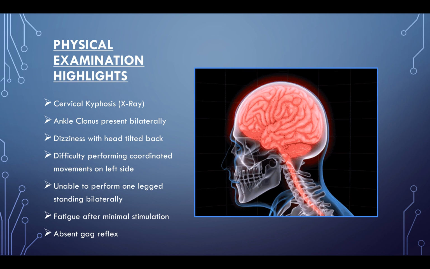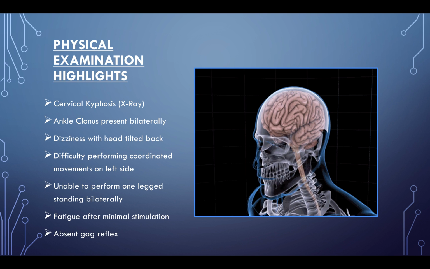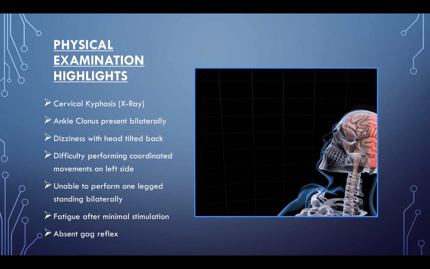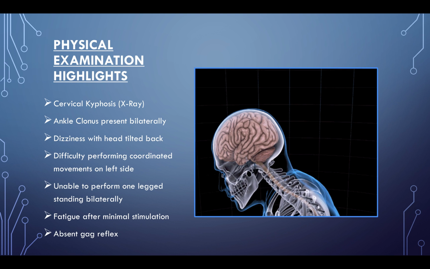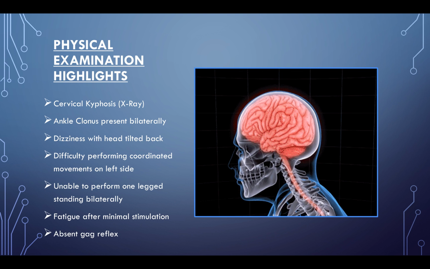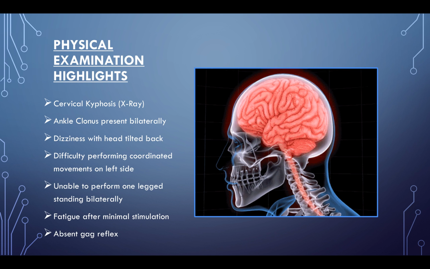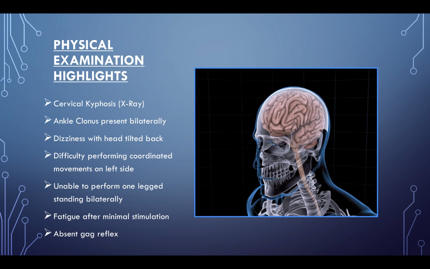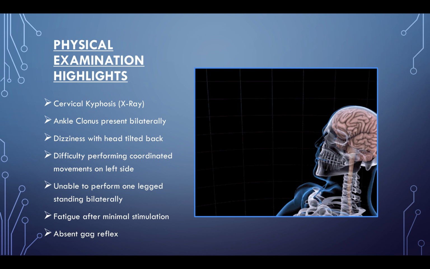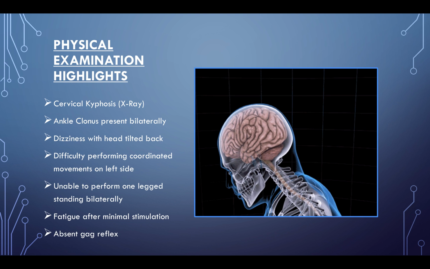He couldn't perform coordinated movements on his left side. And he had some difficulty on his right side as well, but he was way worse on his left than his right. He was unable to perform one-legged standing bilaterally, so I'd have him do a Romberg's, and he was okay at it. He's a 15-year-old guy, but then when he tried to stand on one leg with his eyes open, it was very unstable, and then he couldn't even do it with his eyes closed. And then after just a little bit of stimulation, even just some of our testing, he would just get super duper fatigued. And he had an absent gag reflex.